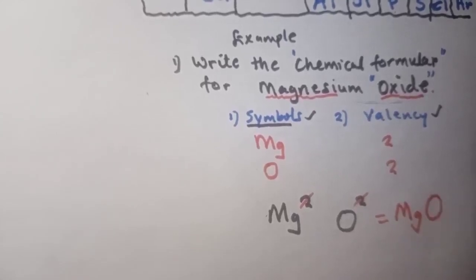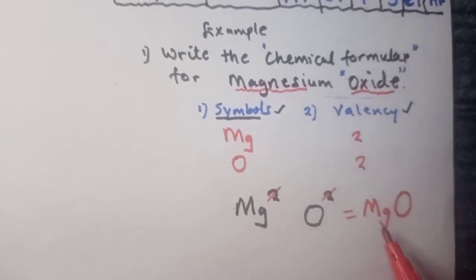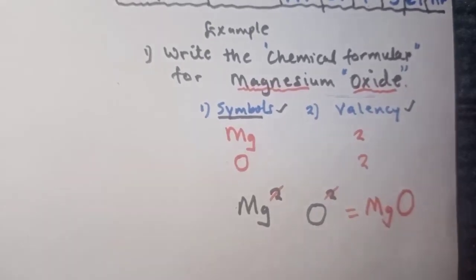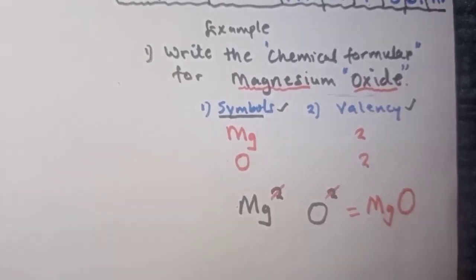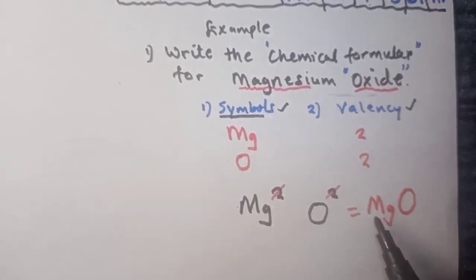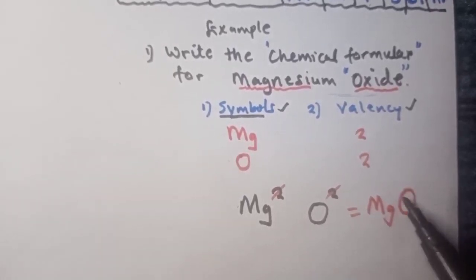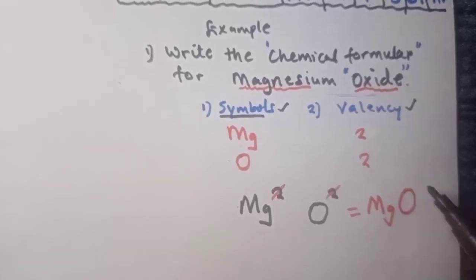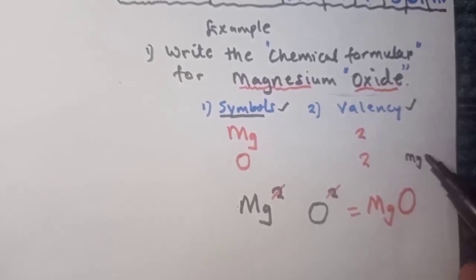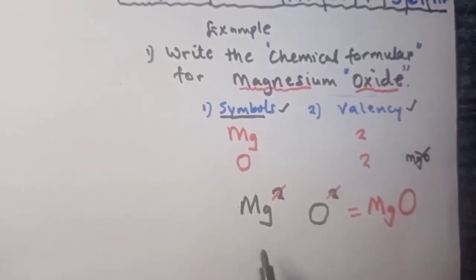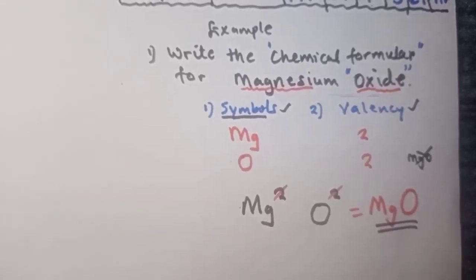So notice the way I'm writing. This magnesium has got 2 letters, which is Mg. So even as you write, you need to show this O in great big letters, because if you write something like this, this is wrong. So this is magnesium oxide, and that's how you write magnesium oxide.